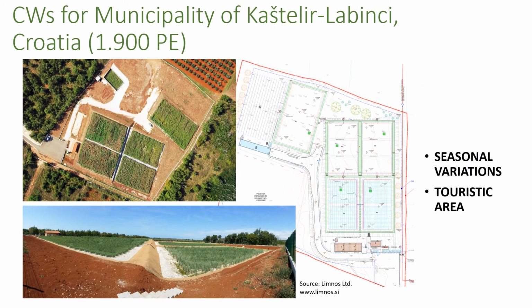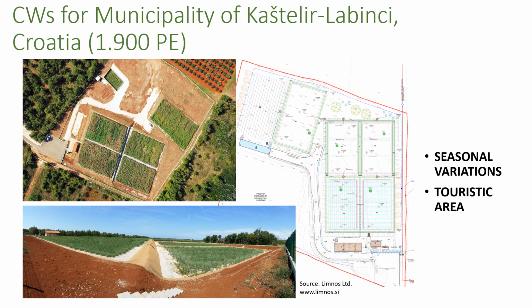Here you can see the biggest constructed wetland in the Western Balkan region. It was constructed in 2015 in Istria County in Croatia. The specific of this location is a high fluctuation of population. So due to the touristic season, the population during the summer months doubles and reaches up to 1,900 PE. The wastewater treatment plant Castelir enables wastewater reuse. Farmers can come and take the reclaimed water for irrigation of olive trees and vineyards.